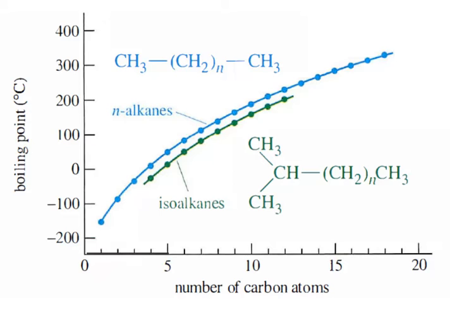are shown by green. And because of their smaller surface area, branched alkanes have lower boiling points than unbranched alkanes. So the unbranched alkanes have a higher boiling point temperature compared to the branched ones, because the unbranched ones have larger surface area.